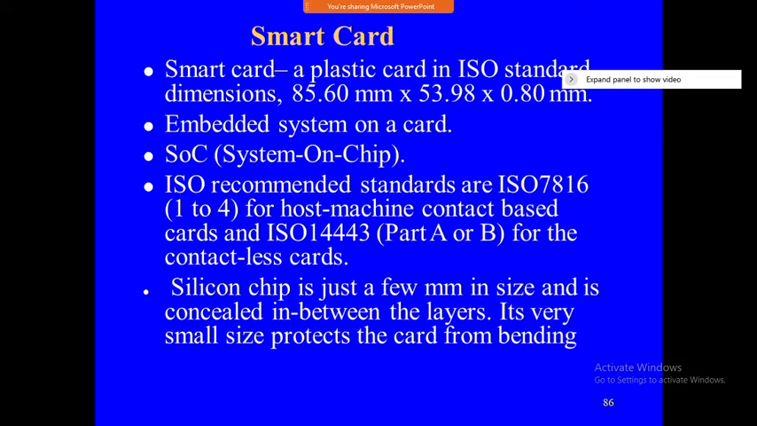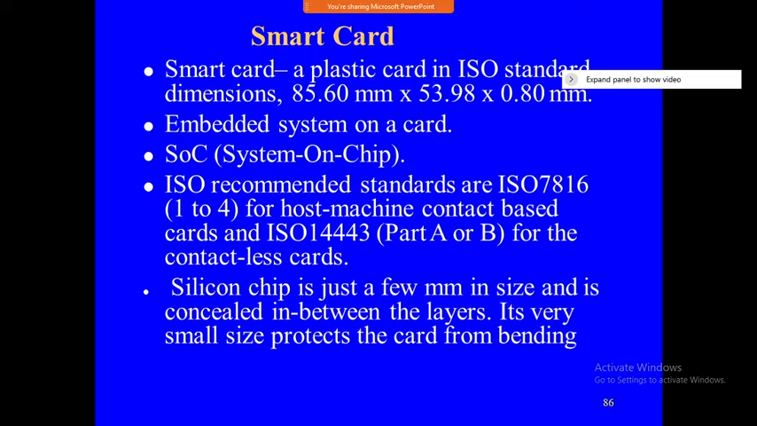A smart card is a plastic card in an ISO standard dimension, 85.6 mm by 53.98 mm by 0.89 mm. This is the standard dimensions for this smart card. See, an embedded system on a card will be there, or a system on chip. That is a smart card.